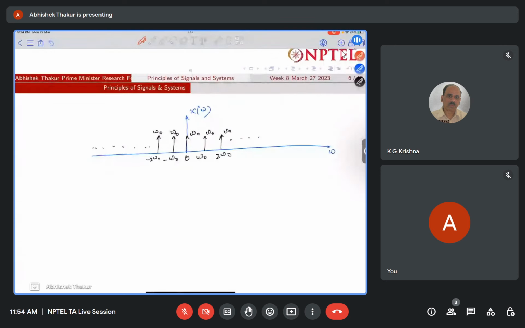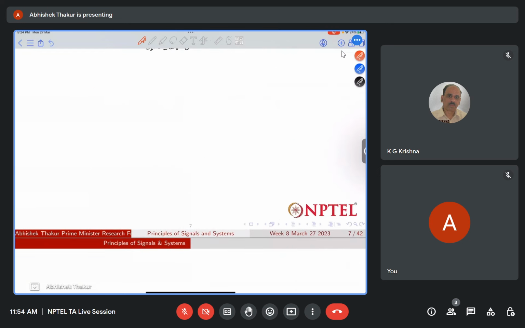So a point to be noted here: this is also known as the comb filter, and it is used in sampling also. We will study the sampling technique in the next lecture, I guess next week. And now we'll take another example.